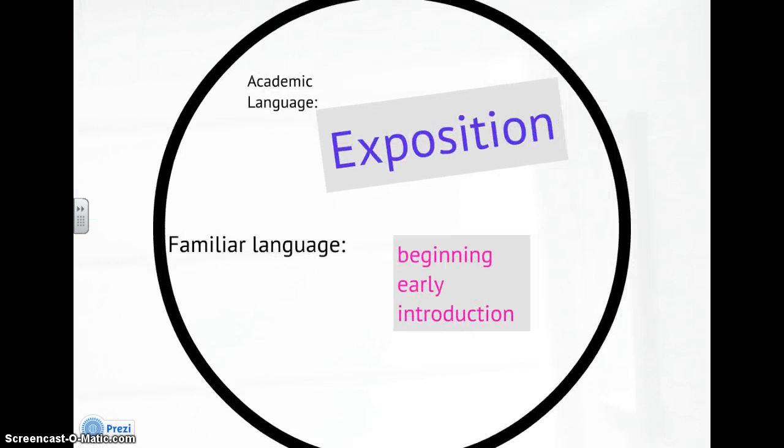Next, here we go, exposition. Check out the plot line on our bulletin board. You have academic language, exposition, but familiar language, talking about the same thing, is the beginning of the book, early on in the book, or the introduction of the book that you are reading. When you are introducing a quote in your body paragraphs, it's important that you note what part of the story you're getting this from. So use words like exposition, and we're going to move on to a few more parts that you may use in your book.